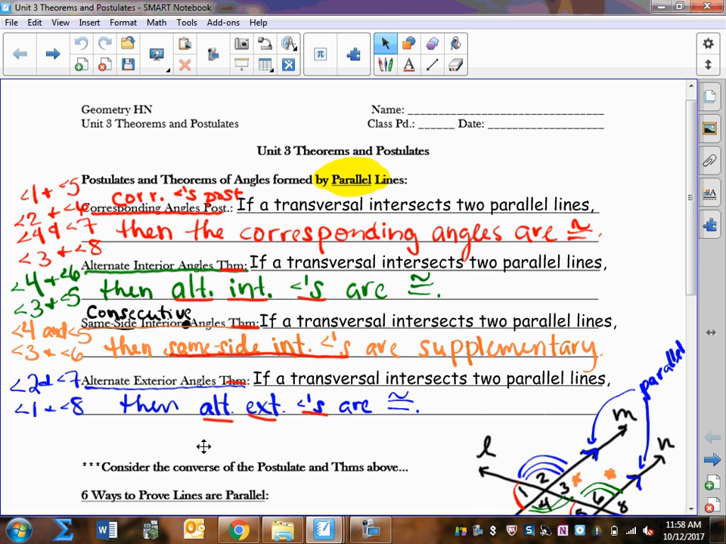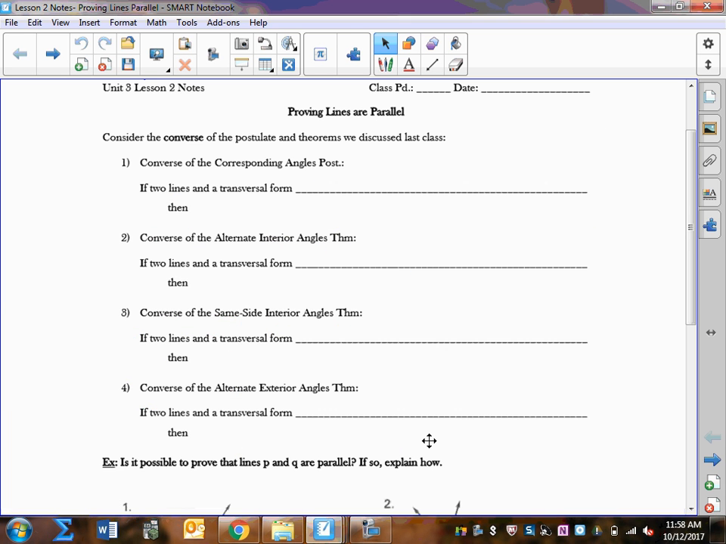So what's my conclusion of this? Go ahead. They're congruent. Yeah, corresponding angles are congruent. So that's now going to be my hypothesis. Okay, so let's go ahead and fill that in. If two lines and a transversal form corresponding angles that are congruent, or congruent corresponding angles, however you want to phrase that, I'm just going to say congruent corresponding angles. Right, because that was my conclusion before. Corresponding angles are congruent. So now that's my hypothesis.